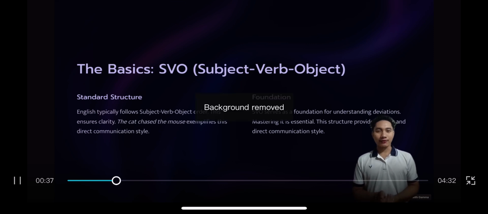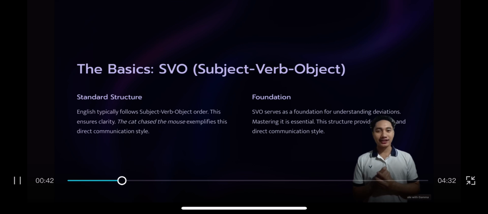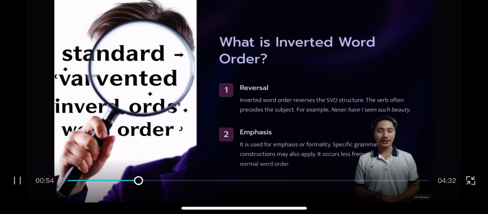The subject there is the cat, chased is the verb, and the object is the mouse. SVO serves as a foundation for understanding deviations. Mastering it is very essential. This structure provides a clear and direct communication style. So what about inverted word order?